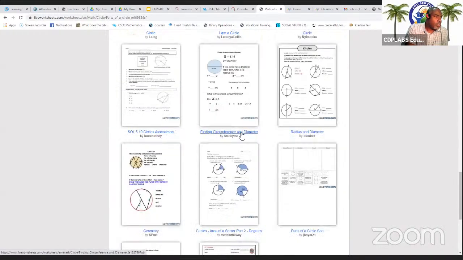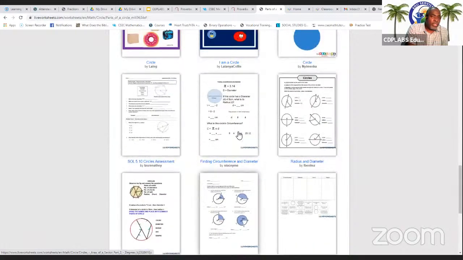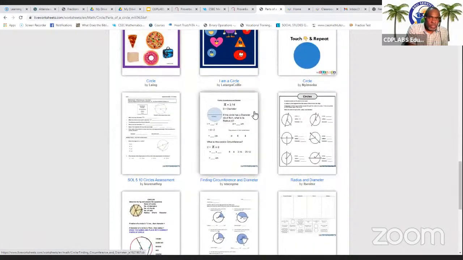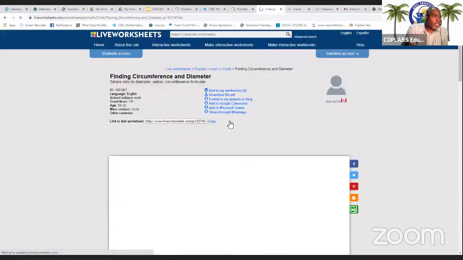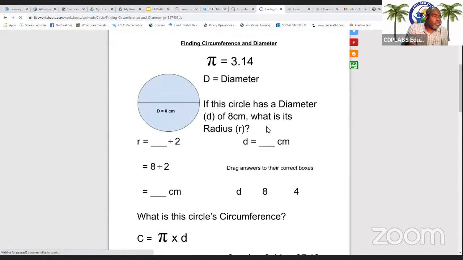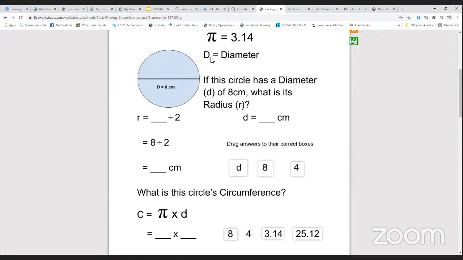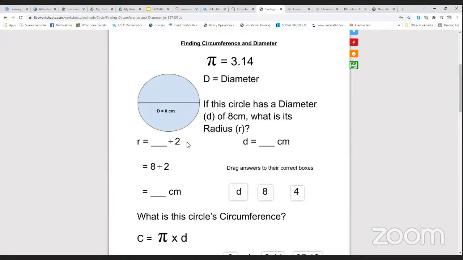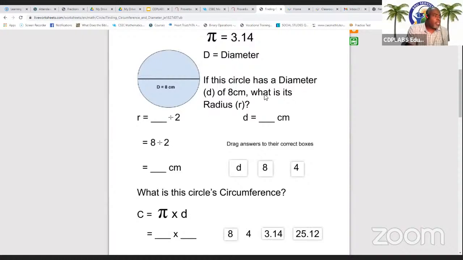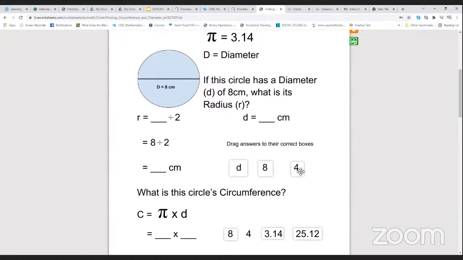All right. So let's go to this activity now. Finding circumference and diameter. Okay, you can type as well. Just keep your mind focused. So here again, the diameter is 8, and they say use pi as 3.14. If the circle has a diameter of 8 centimeters, what is its radius? What's the radius of the diameter? 4. 4.